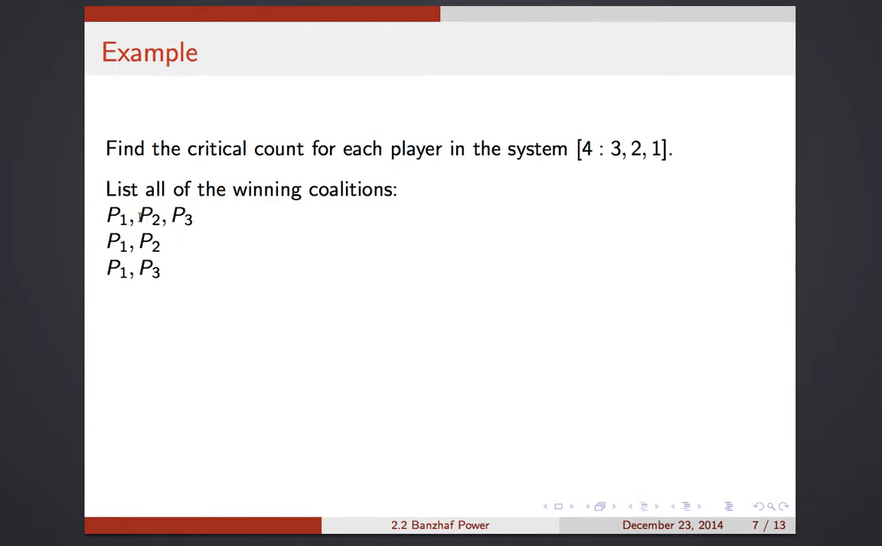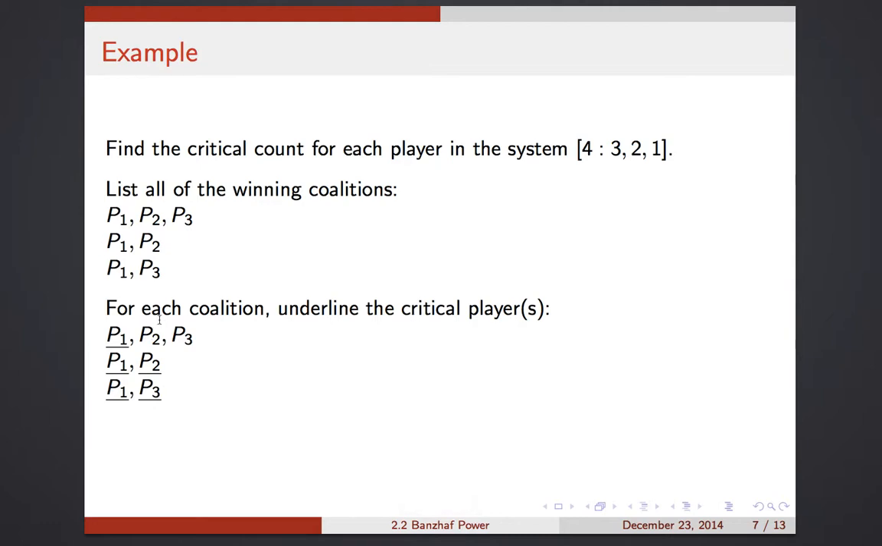What about player 2? Are his votes necessary? Well, if you throw him out, P1 and P3 have enough votes between them to pass the motion. So P2 is not necessary. You can throw him out and the coalition is still winning. So player 2 is not critical there. Player 3, by the same token, is also not critical. You can throw him out and the coalition is still winning, and so on. So you can go through and underline, this is what the book does, for each winning coalition, underline the player that's critical inside that winning coalition.